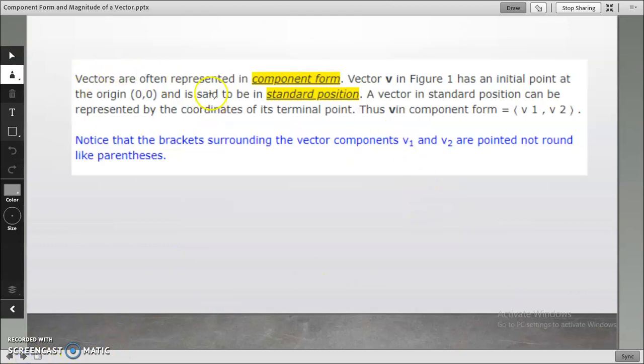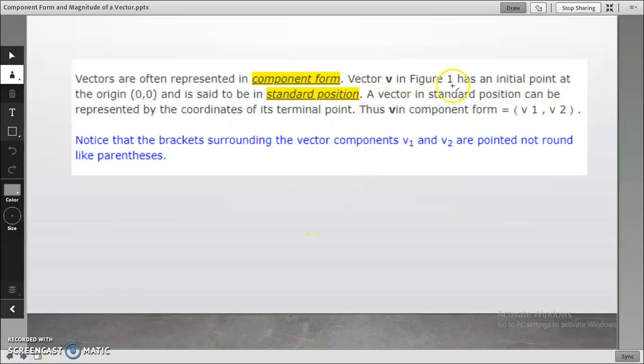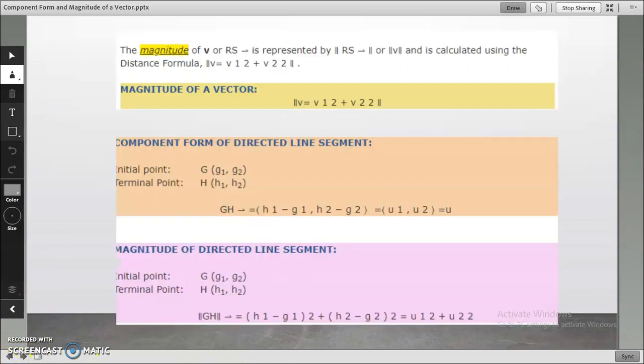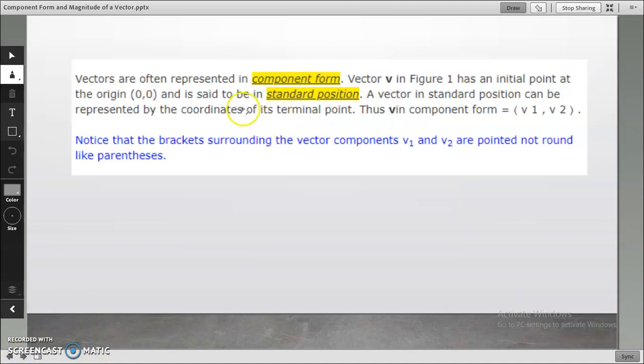Vectors are often represented in component form. Vector v in figure 1, which is right here, has an initial point at the origin. And again, oops, wrong way. See, R is at the origin, and is said to be in standard position. Okay, so vectors that have an initial point at the origin are said to be in standard position.